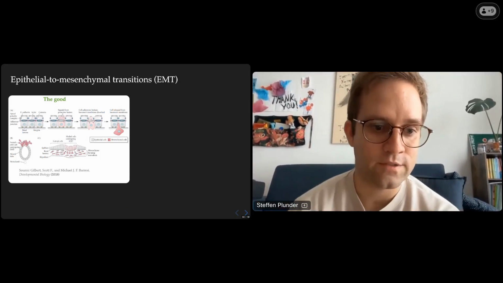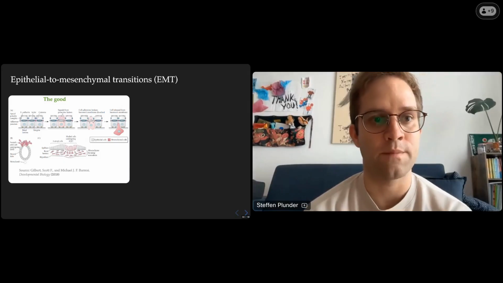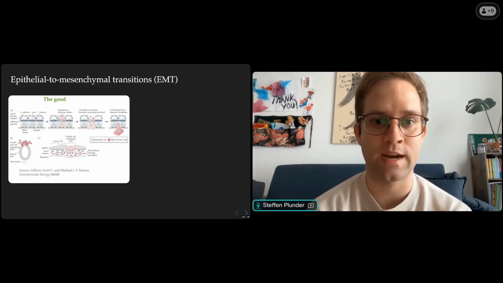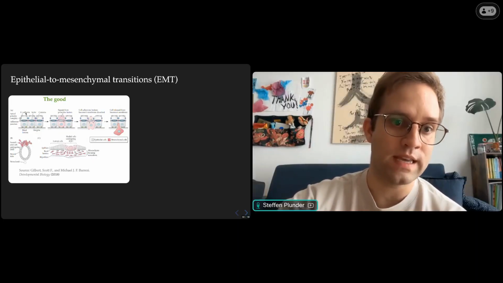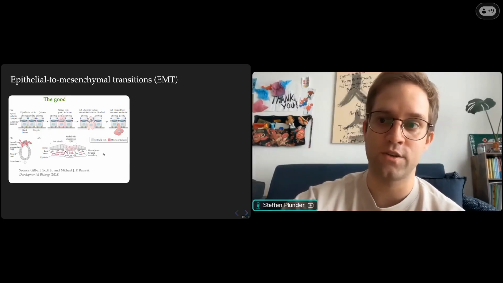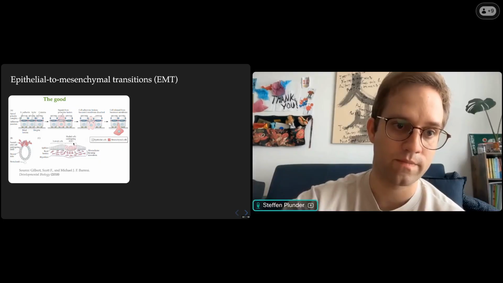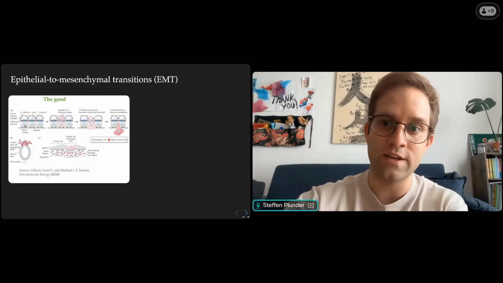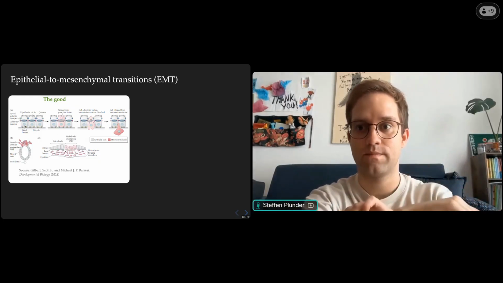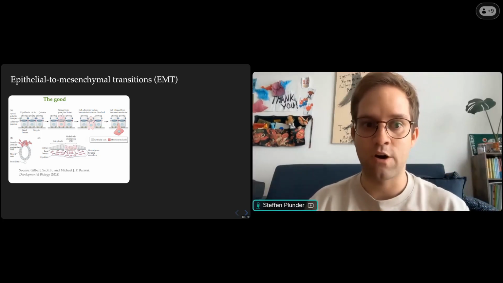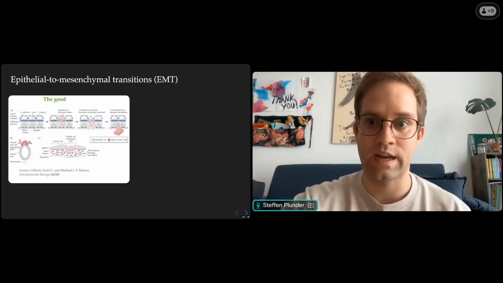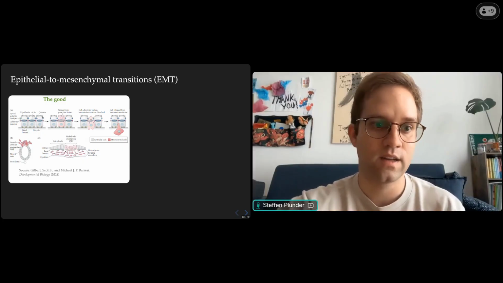The project I was working on was about epithelial-to-mesenchymal transitions. So here's an image of epithelial-to-mesenchymal transition. So epithelium is something like skin cells. So our skin is an epithelium, but also inside of our body there's epithelium, like skin-like cells inside our body.